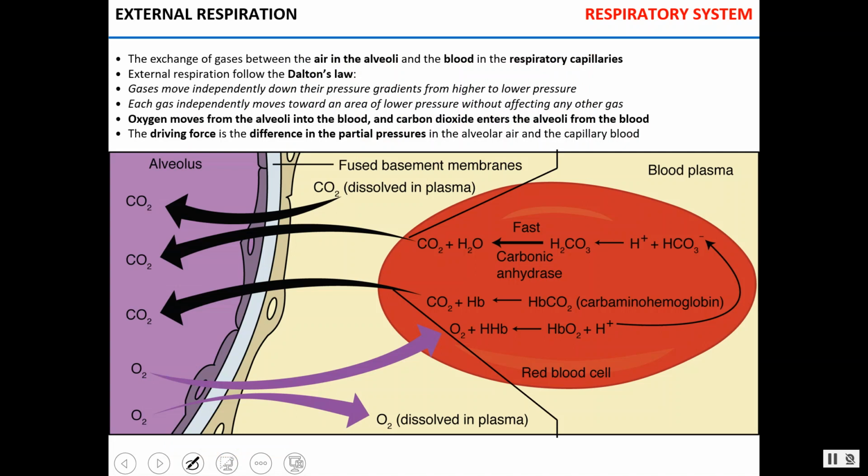So here is the illustration of what happens in the external respiration, what happens in the lungs. Now I want to reiterate that gases move independently. So diffusion of oxygen does not influence diffusion of CO2 and vice versa. This summarizes what we were just talking about, that oxygen moves from the alveoli into the blood, while carbon dioxide moves from the blood into the alveoli. And the driving force, of course, is the difference in the partial pressures.